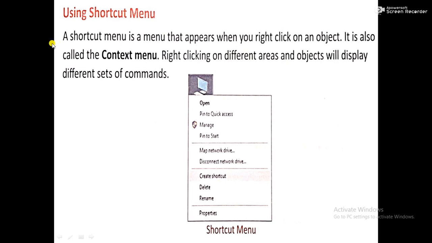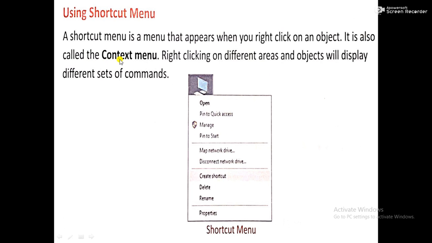Now, using the shortcut menu. A shortcut menu is a menu that appears when you right click on an object, like this This PC icon. As you right click on it, this shortcut menu will appear. From here you can rename your object, delete the object, create a shortcut, see the properties, pin, unpin. All these options you can apply to the object. So this is done by the shortcut menu.